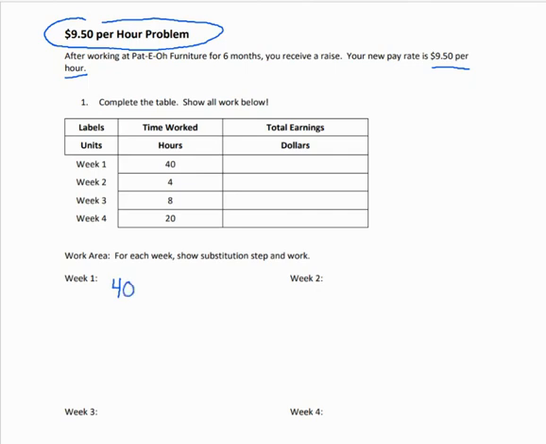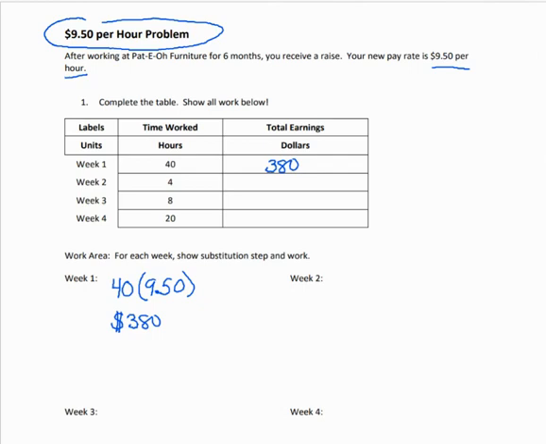So we're going to do 40 hours times $9.50 per hour. Okay? And we can do that calculation out. And it's okay to use calculators, or you can do the long way. Did anyone get an answer? $380. Very good. 380. So that's what goes into my first box of the chart.